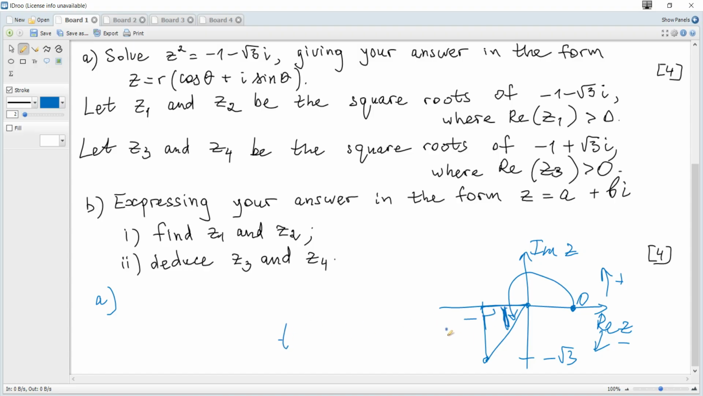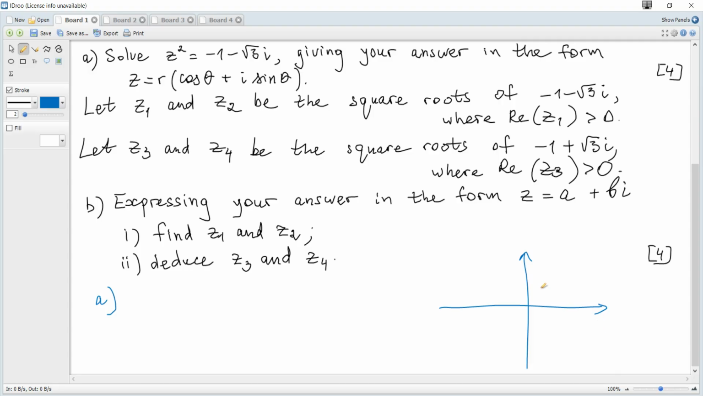The tangent of this angle is root of 3 over 1, and tangent is sine over cosine. Sine is root 3 over 2, cosine a half, so finally it's root of 3. So the angle is 60, and finally the argument is 180 plus 60, which is 240.